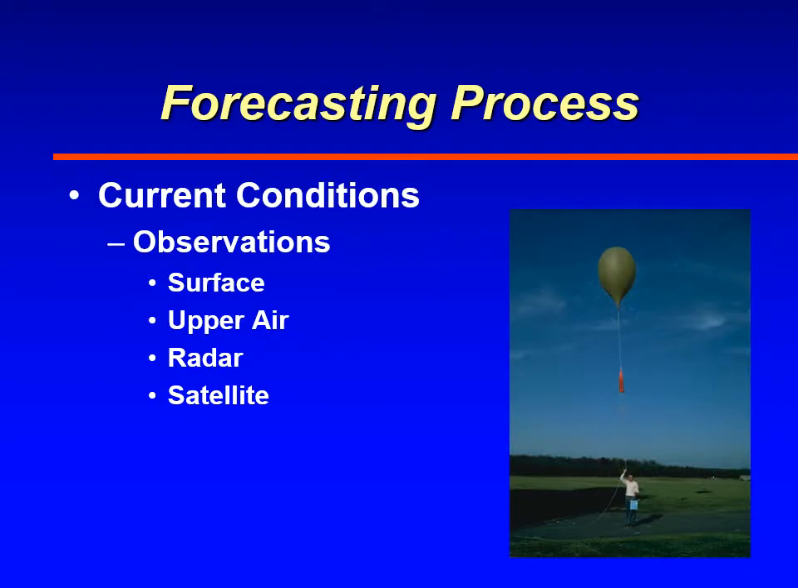The current conditions, of course, are observations. We use radiosondes to get upper air observations. We have ASOS or AWOS machines telling us what the conditions are like at the surface. And then also throw into the mix, we've got radar and satellite to give us an idea of what the weather is like where we don't have surface or upper air observations.